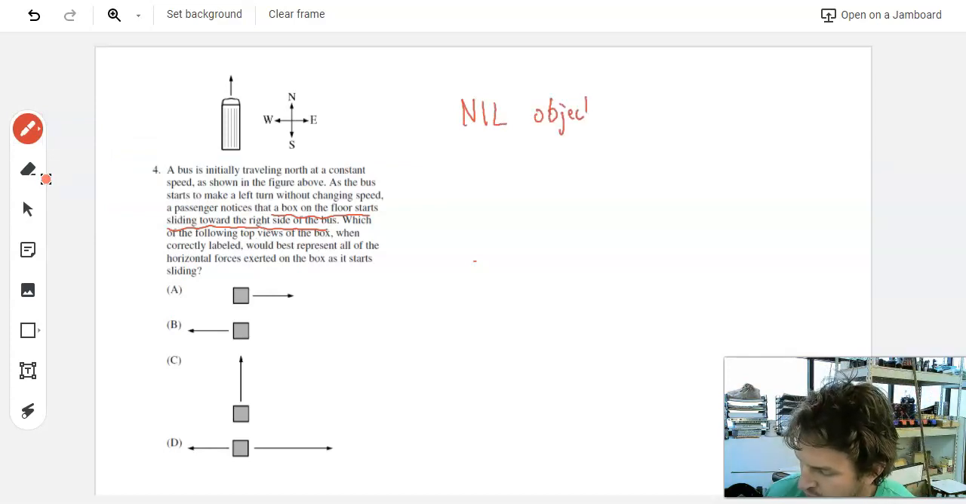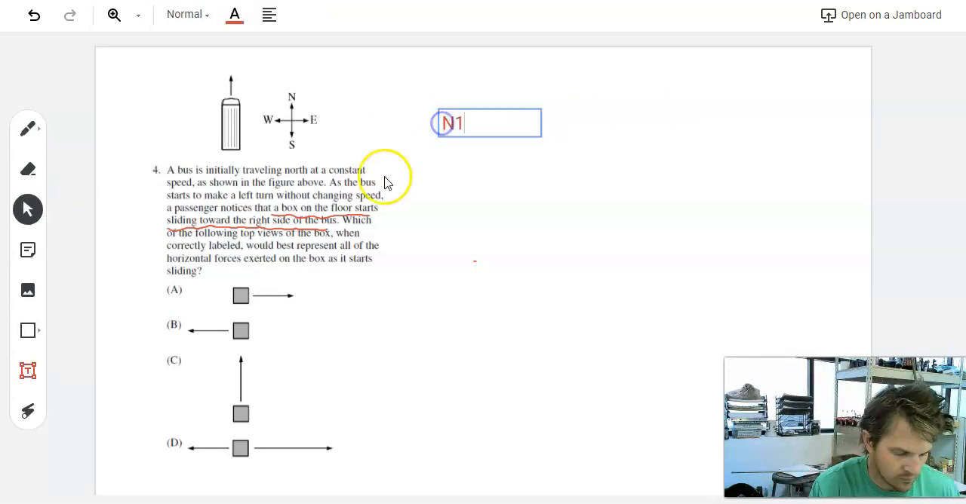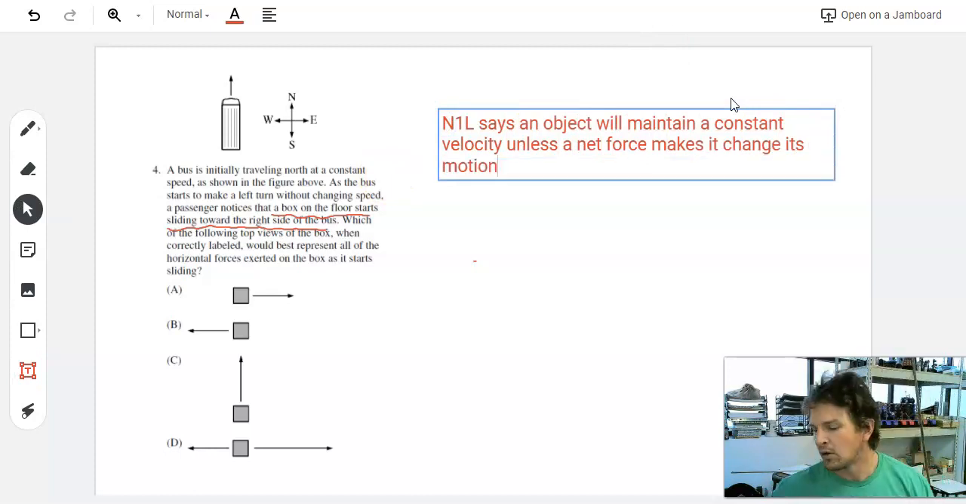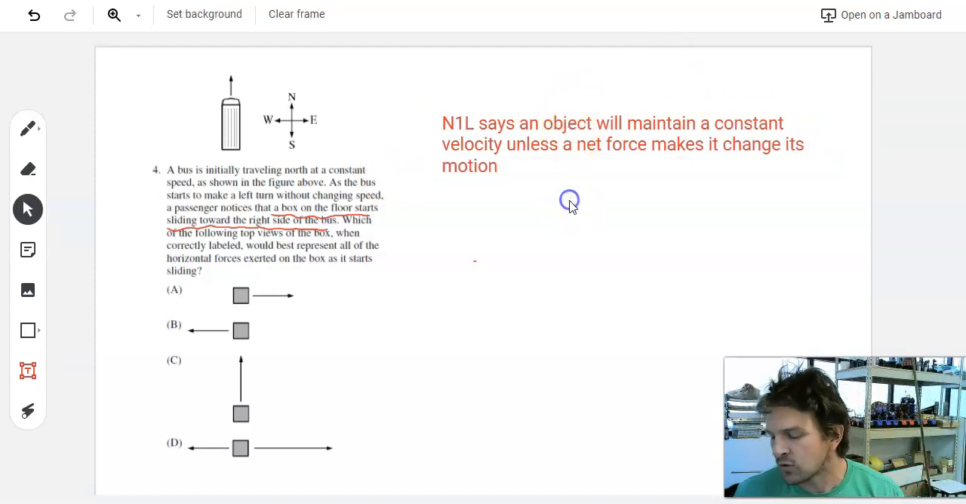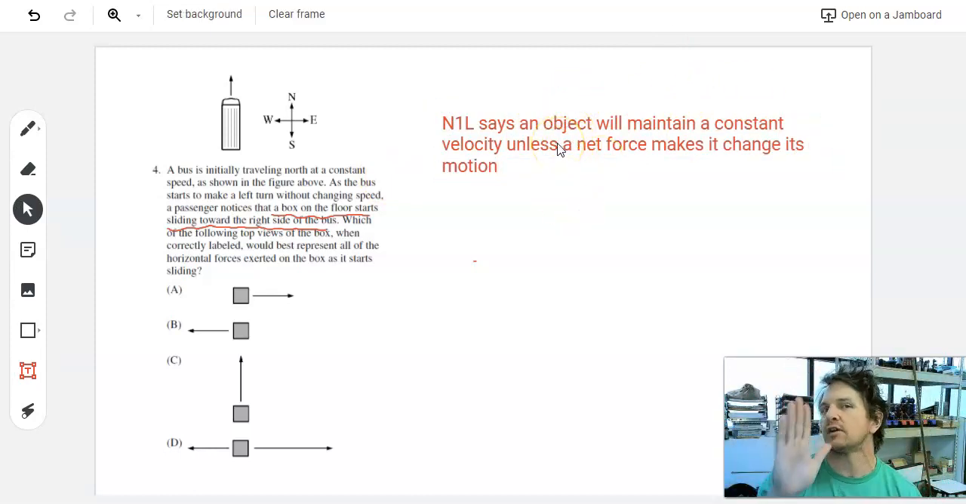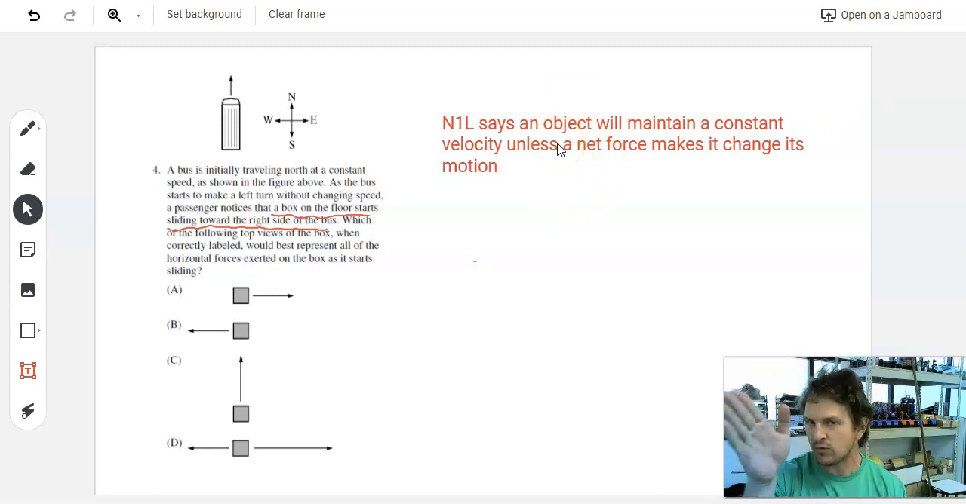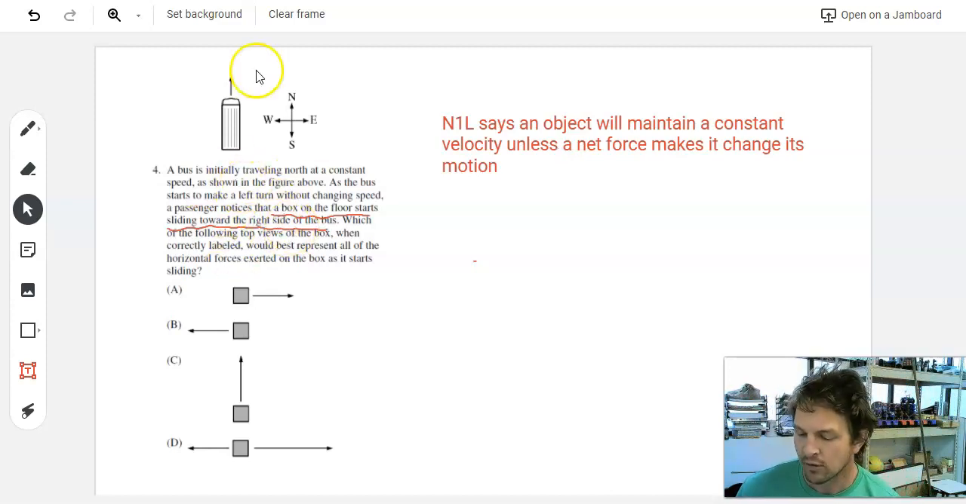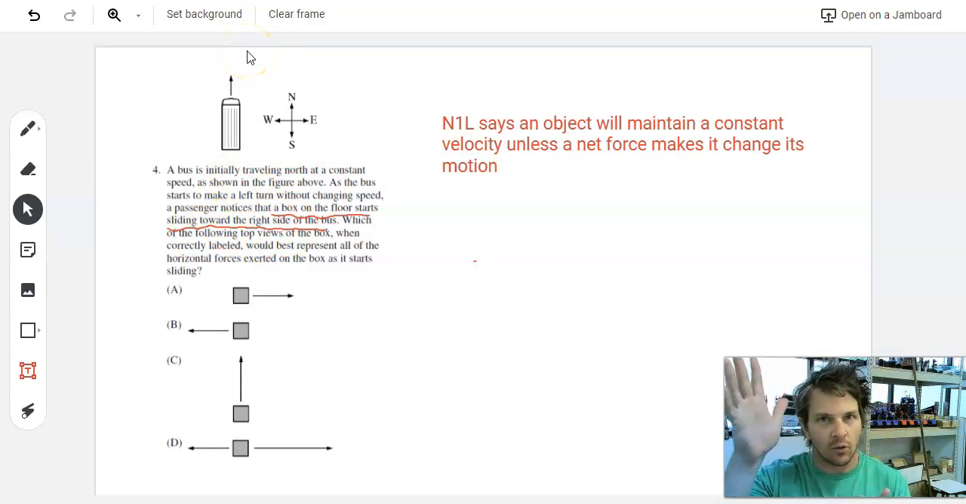Objects maintain a constant velocity. Newton's first law says that an object is going to keep its constant velocity. It's going to go the same speed in the same direction until some type of net force makes it change its motion, right? So this box, it's originally going north. Even when the van starts to turn, it just wants to keep going north, right?